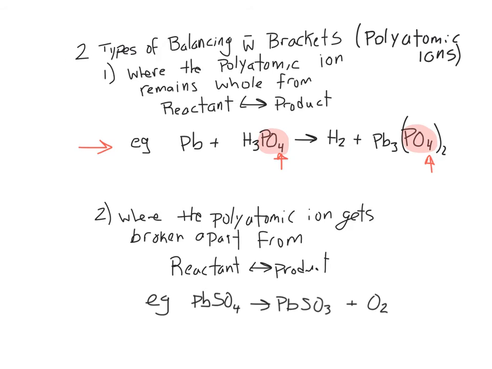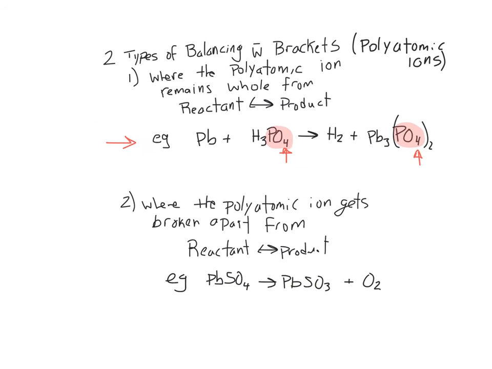We have a second type of balancing problem where instead the polyatomic ion gets broken apart. As you can see from my example here, on the left we have SO4, but on the right it's now SO3. So it was broken up into this right here, and some of the oxygen was put into the oxygen gas molecule. So two different types. This one I feel is easier, and this one can get complicated.